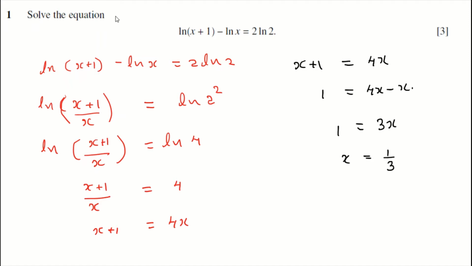Then x plus 1 is equal to 4x. You leave 1 on the left hand side and take x to the right hand side. So 1 is equal to 4x minus x. 1 is equal to 3x. X is equal to 1 over 3.